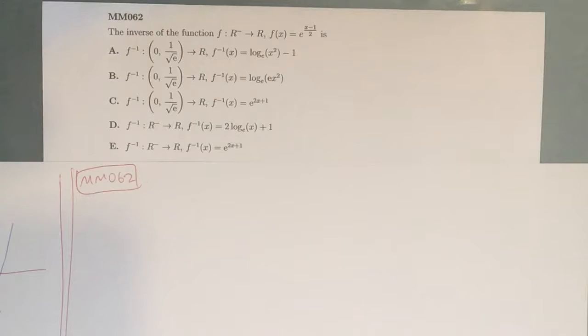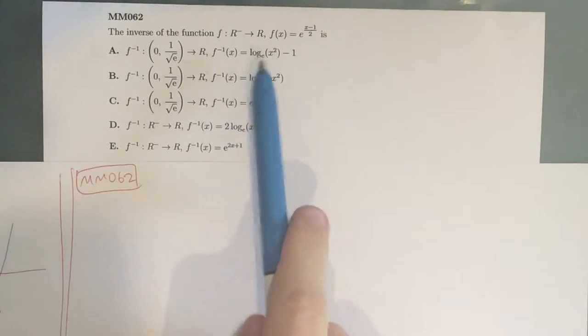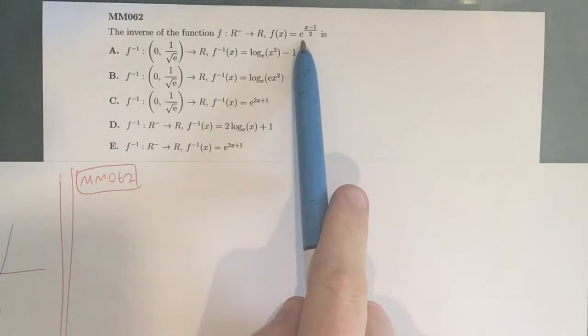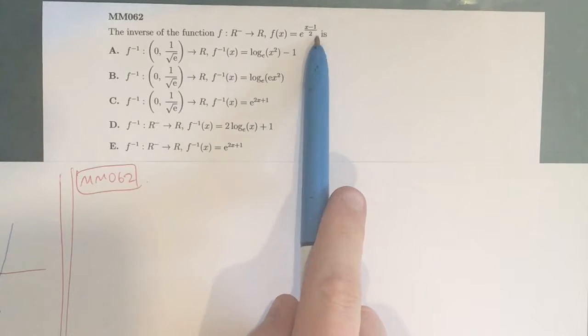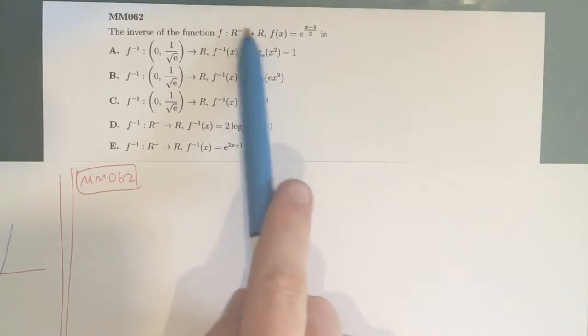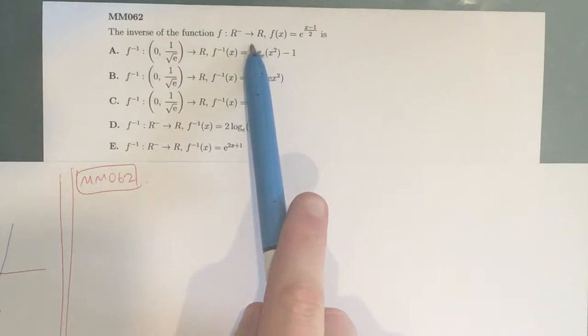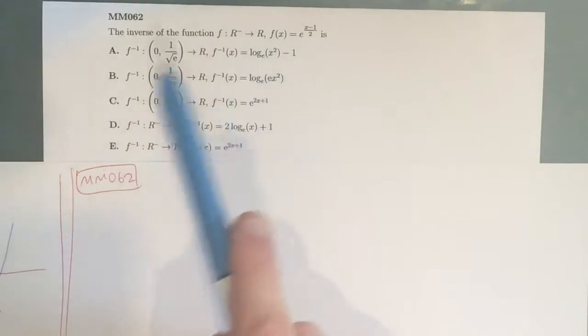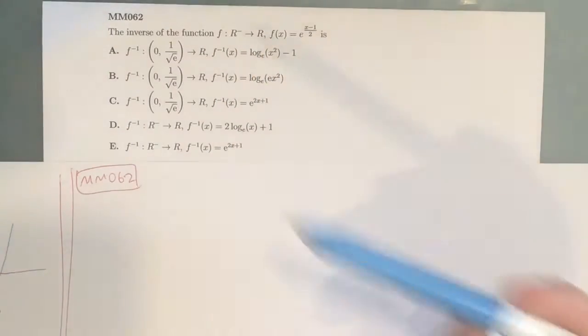Hey guys, this is question MM062 of the Maths Methods Sharpened Study Guide. We've got the inverse of the function f of x equals e to the power of x take 1 over 2, where the domain is all negative real numbers. So that, for the record, does not include 0. So how do we find an inverse?